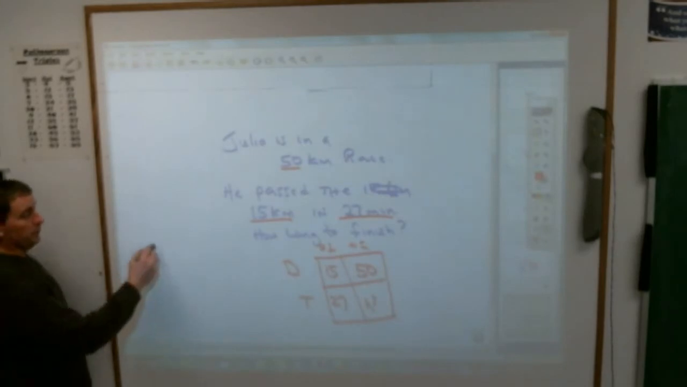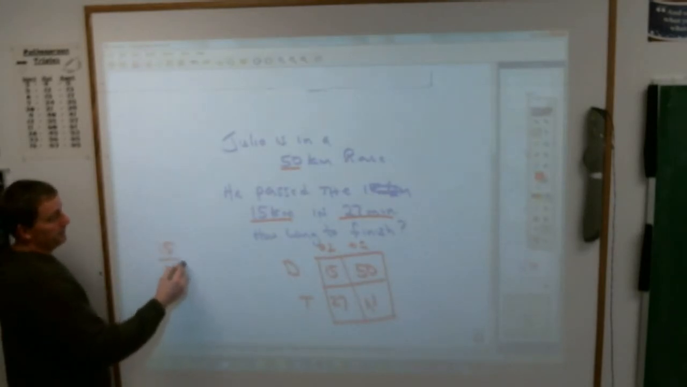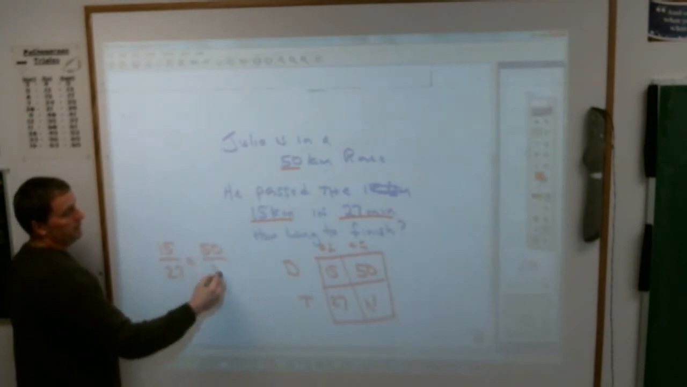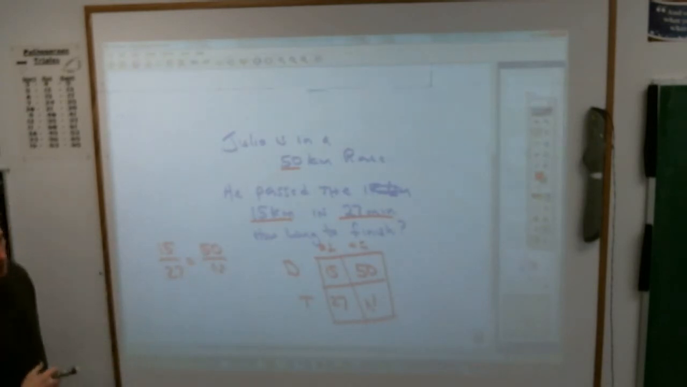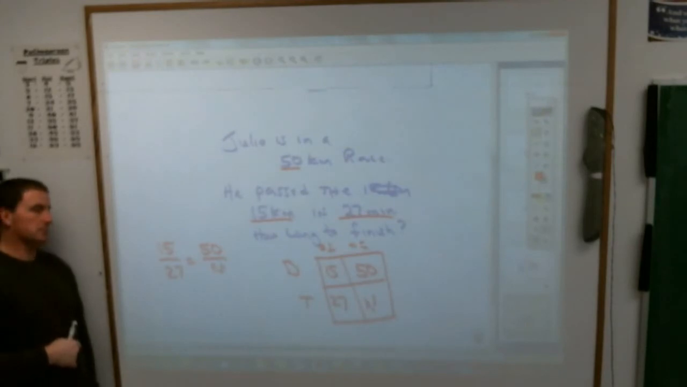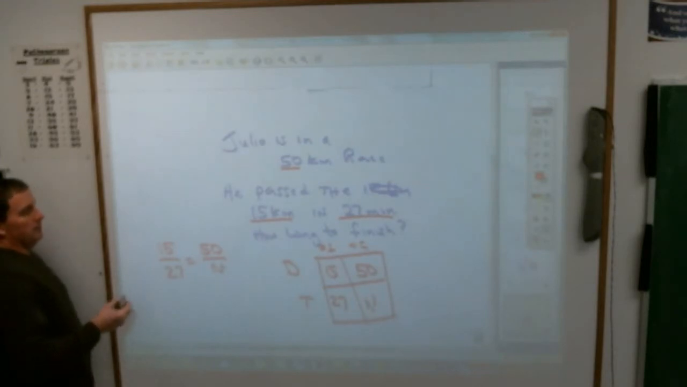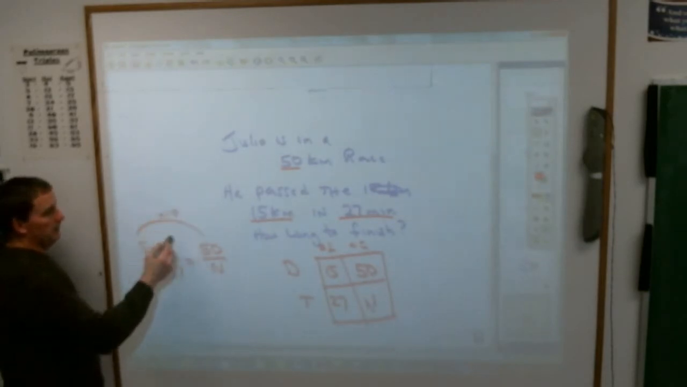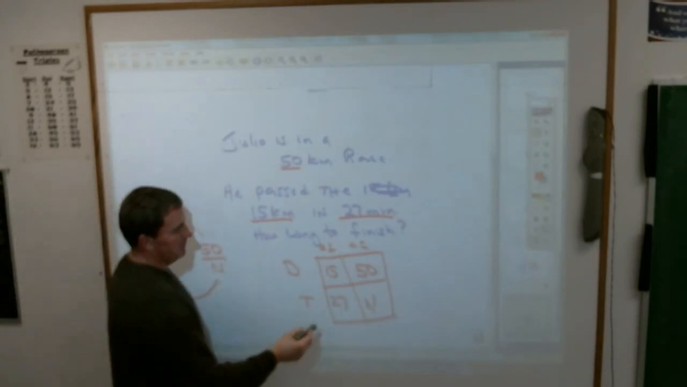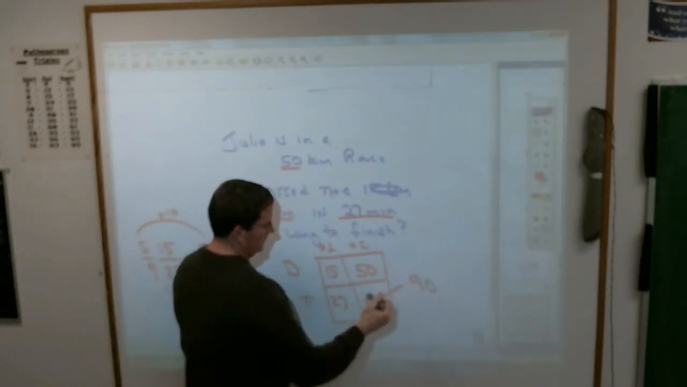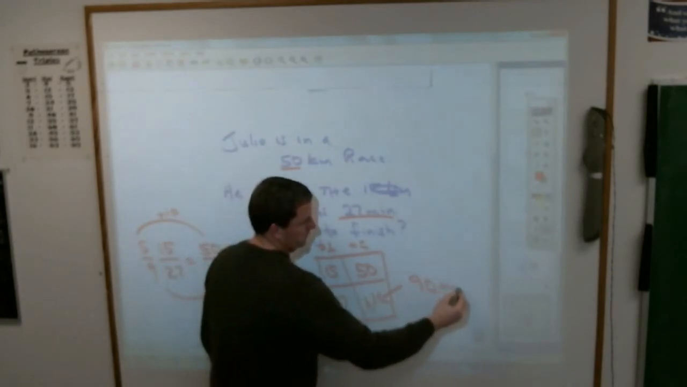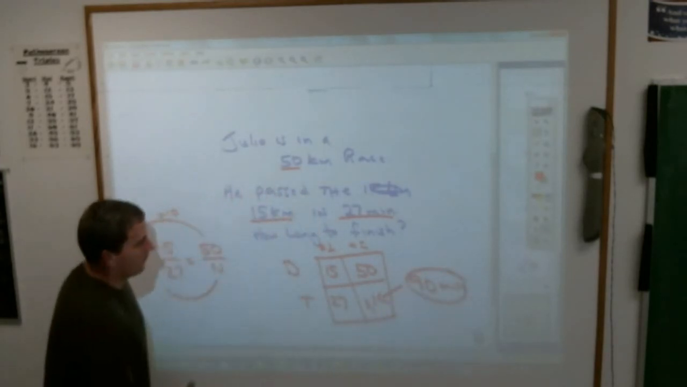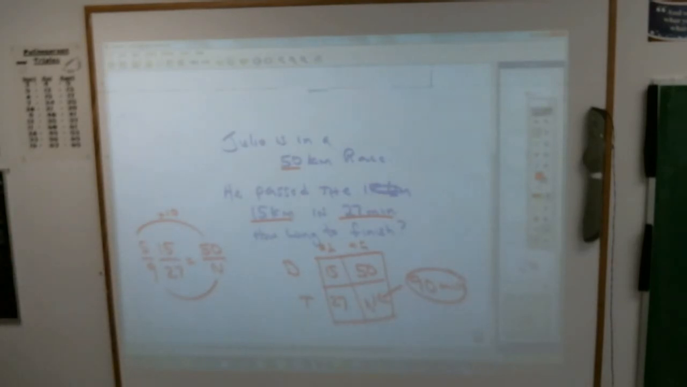So again, those are 2 equal fractions. 15 over 27 has to equal 50 over what number? Thoughts on that? You can reduce 15 over 27 by dividing both by 3, you get 5 over 9, and then it is 5 times 10, and 9 times 10 is 90, and 90 is how many minutes it's going to take. There it is.